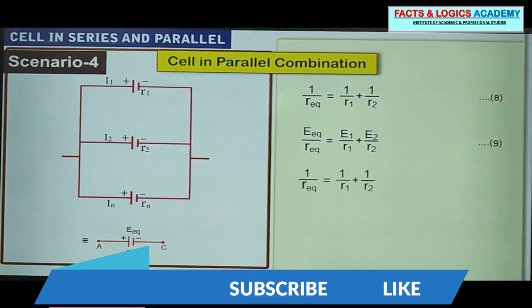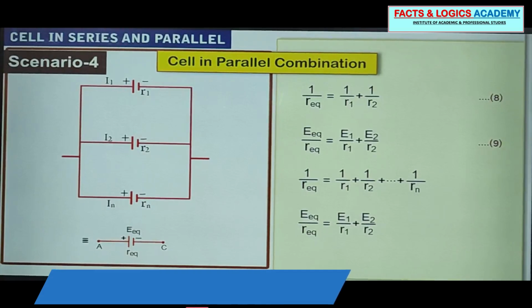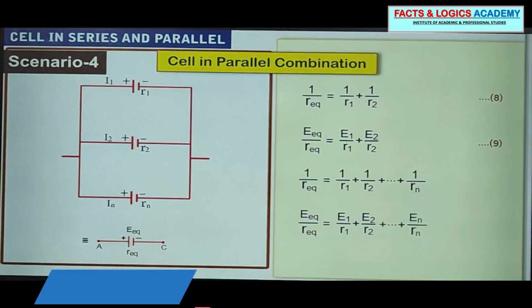We can write 1 by REQ is equal to 1 by R1 plus 1 by R2 plus and so on up to 1 by Rn. EEQ by REQ is equal to E1 by R1 plus E2 by R2 plus and so on up to En by Rn.